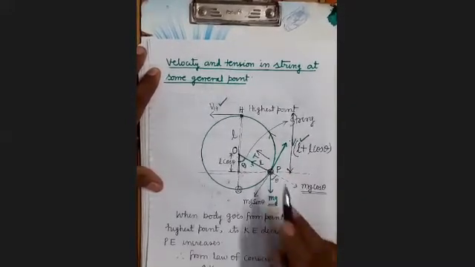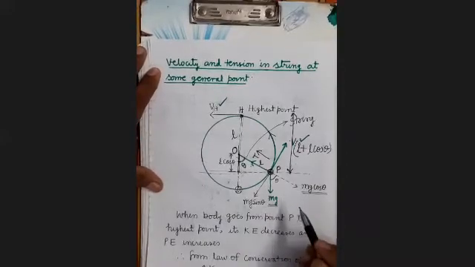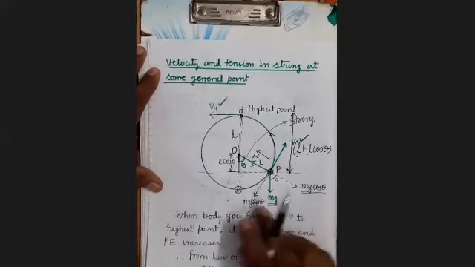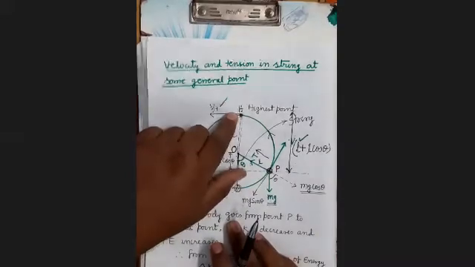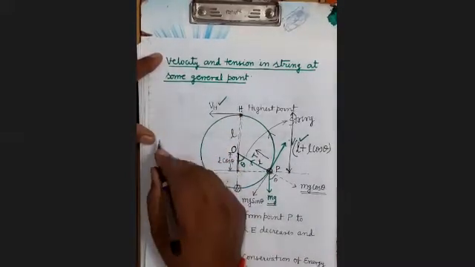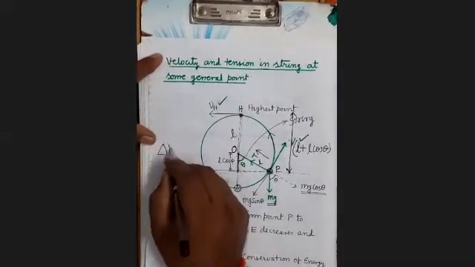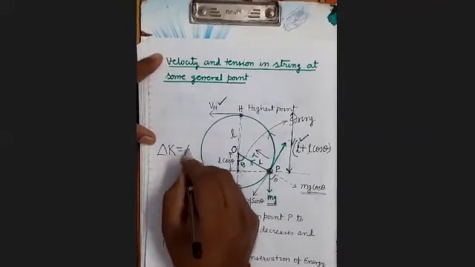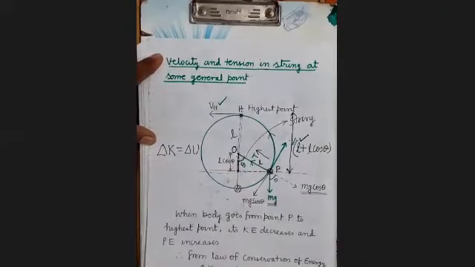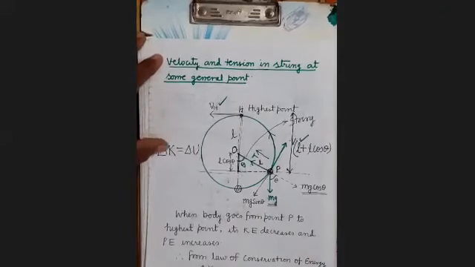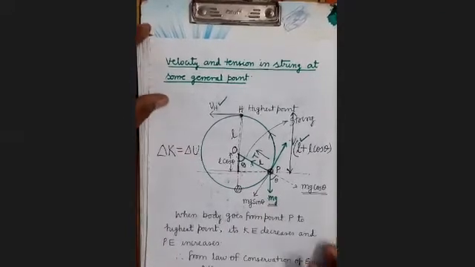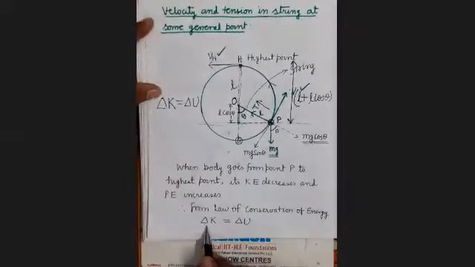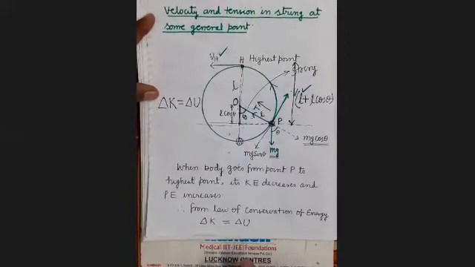So now here we will apply the law of conservation of energy in a different way. When it goes from here to here, kinetic energy decreases. Therefore, decrease in kinetic energy will be equal to increase in potential energy. That is delta K equals delta U.